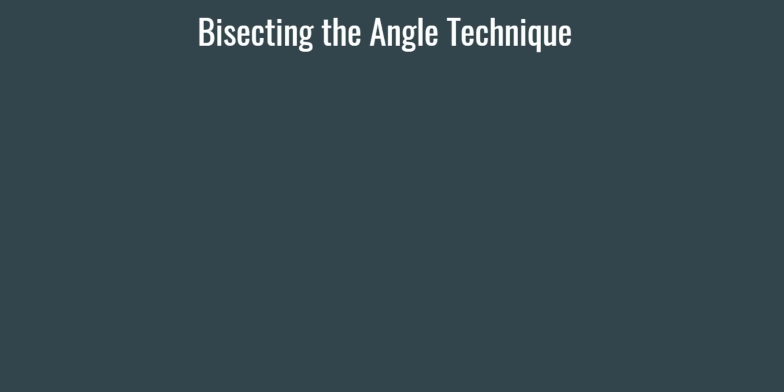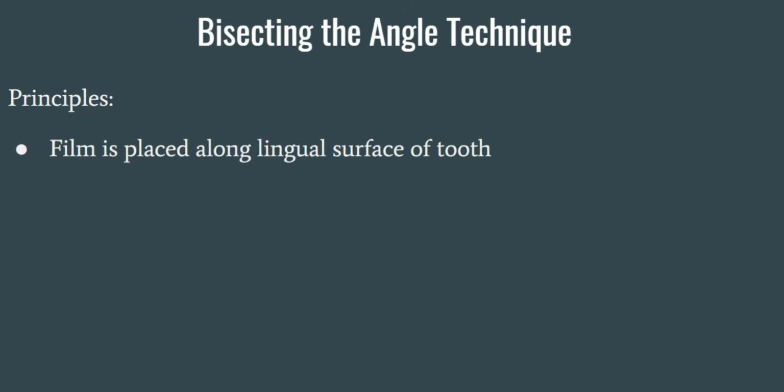The basic principles for the bisecting the angle technique are as follows. First, the film is placed along the lingual surface of the tooth. The end that is closest to the apex must rest against the palate, and the end that's closest to the occlusal surface should extend about 1/8 of an inch beyond that occlusal or incisal surface.